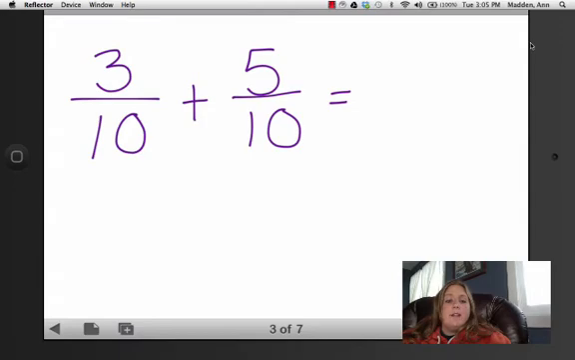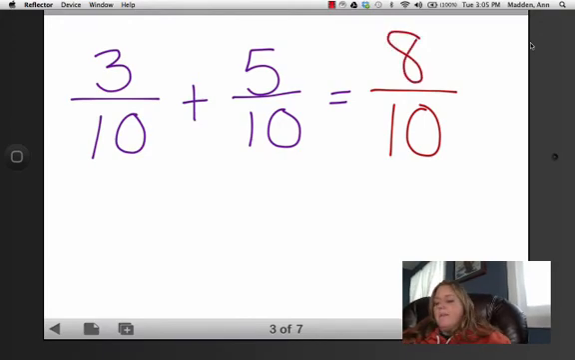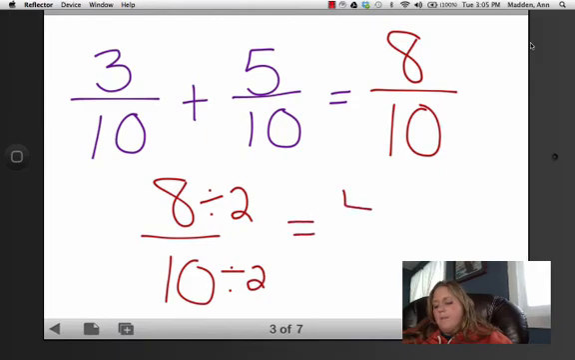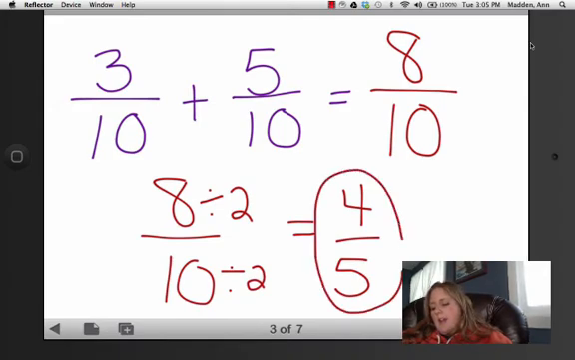3/10 plus 5/10. My denominator is going to be 10. 3 plus 5 is 8. Is 8/10 simplest form? It is not. I can divide both 10 and 8 by the number 2. 8 divided by 2 is 4. 10 divided by 2 is 5. So 3/10 plus 5/10 is 4/5.